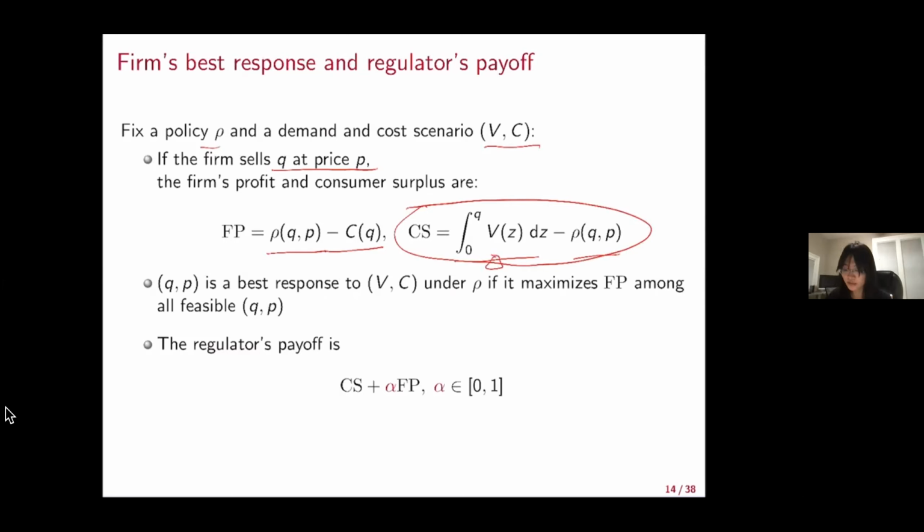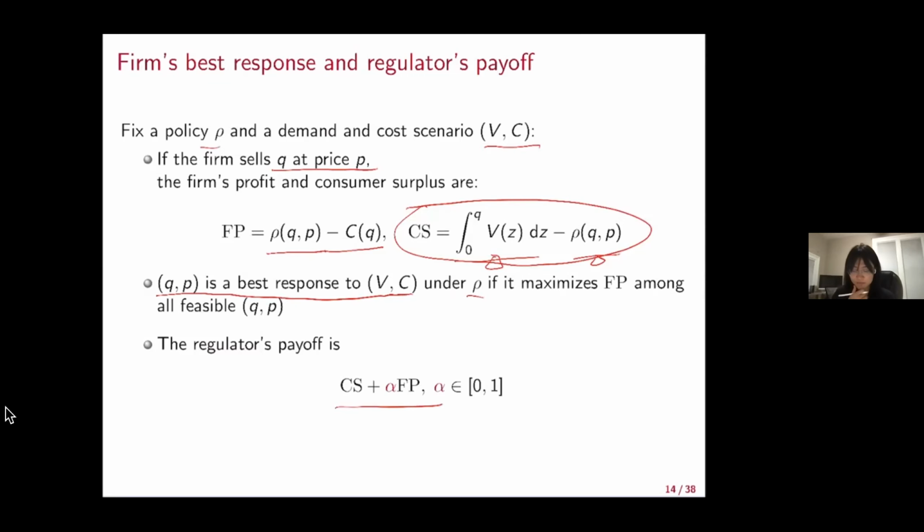The second one is that a dollar to the firm is actually a dollar from the consumer. So any tax from the firm goes to the consumer, and any subsidy to the firm comes from the consumer. So we don't assume any cost of public funding. Now, (Q,P) is the best response to a V, C demand and cost under the policy rho if it maximizes the firm's profit among all the feasible (Q,P) pairs. The regulator's payoff is a weighted sum of consumer surplus and the firm's profit. Any questions?